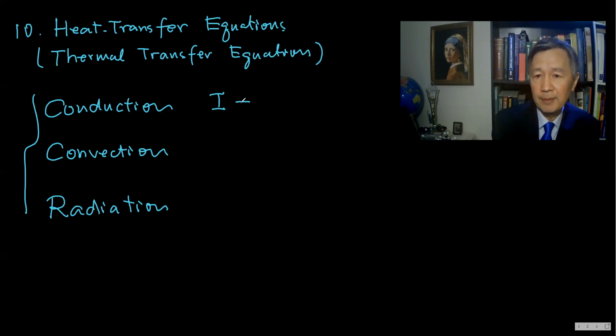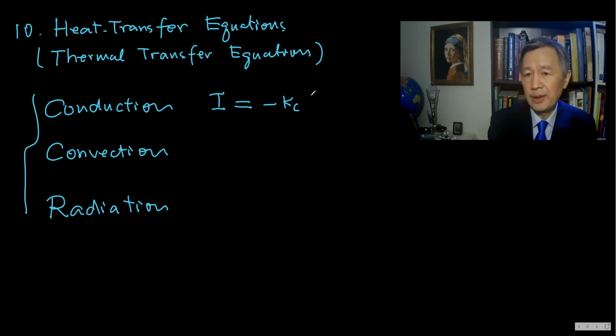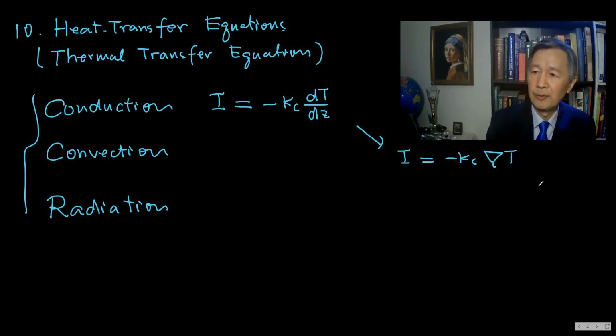conduction can be simply written as a constant K_c. This is not the Boltzmann constant. This is for the conduction, multiplied by the temperature gradient. For just one dimension, we use dT/dz. So in general, I is equal to K_c times delta T. This is a general form, called the temperature gradient.